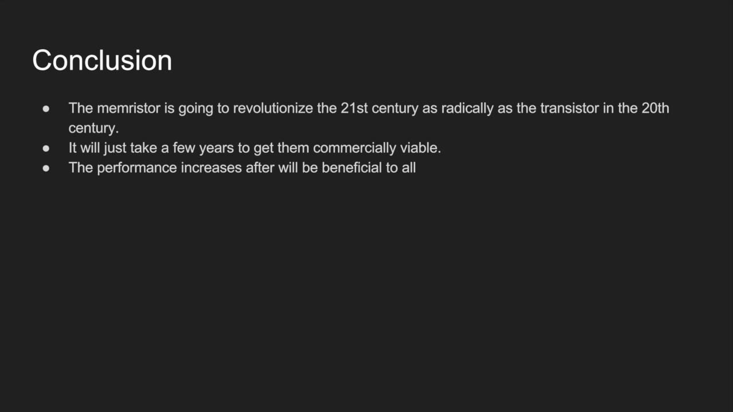In conclusion, the memristor is going to revolutionize the 21st century as radically as the transistor did in the 20th century. It'll still take a few years to get them to be commercially viable. They can make them currently, but they just can't do it in a commercial setting and do it repeatedly in large volumes. And then after that is accomplished, the performance increases will be beneficial to all, from general users to supercomputers and on. It really will make a difference in the world of computing.